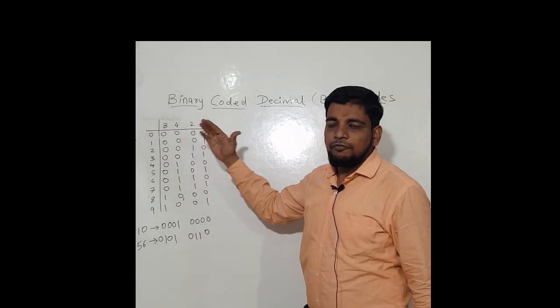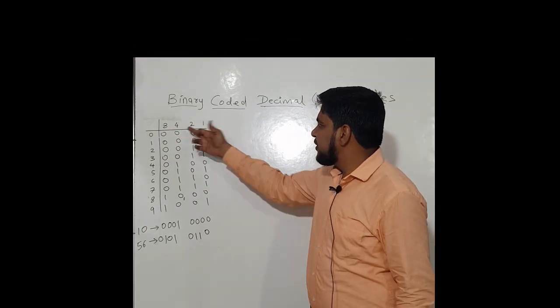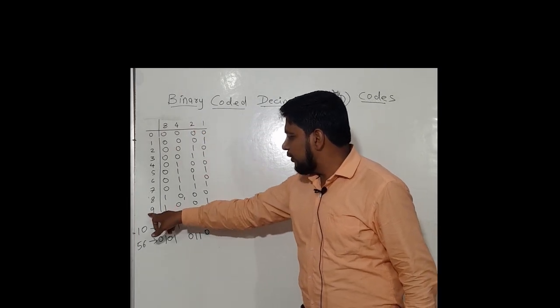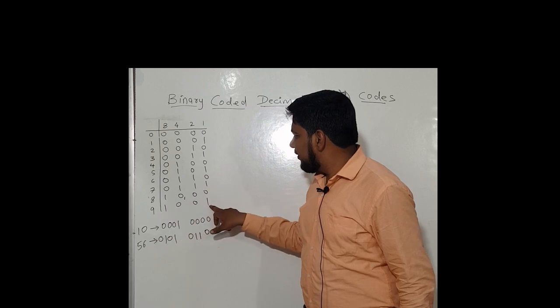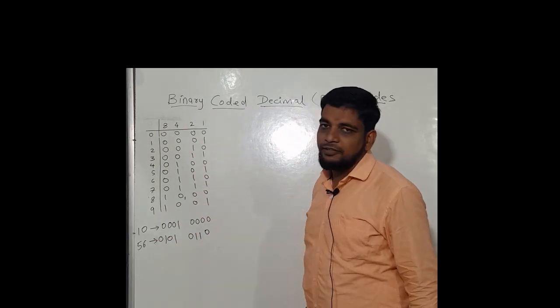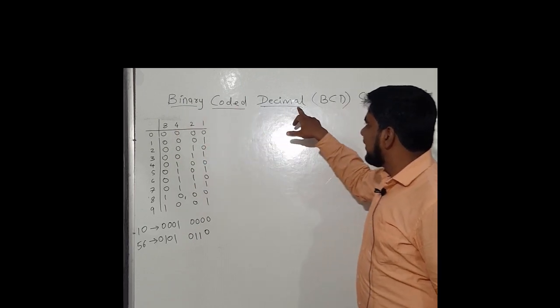As we know, for conversion of decimal to binary we use this 8421, whatever the number we require. Suppose we need to write 9, then 8 plus 1 is 9, and the remaining are all 0. In this way we construct the binary form. This is the 8421 code. We are going to study binary coded decimal.